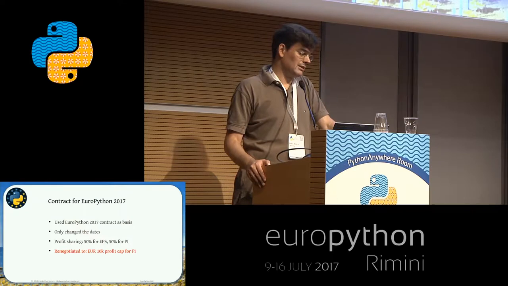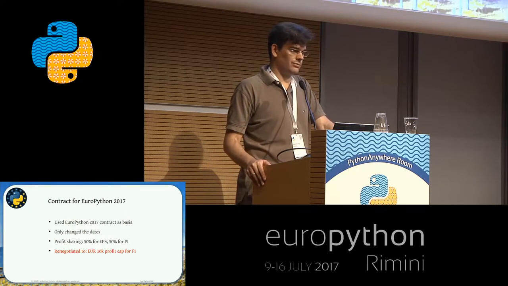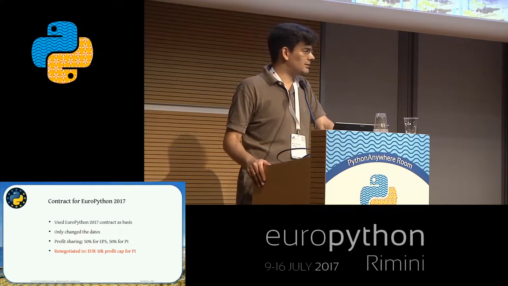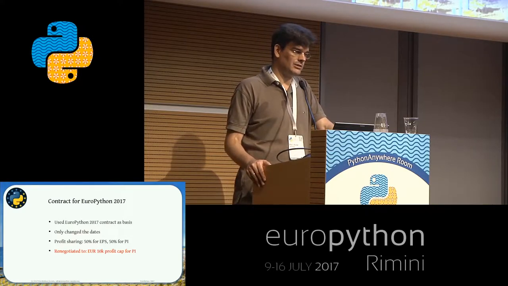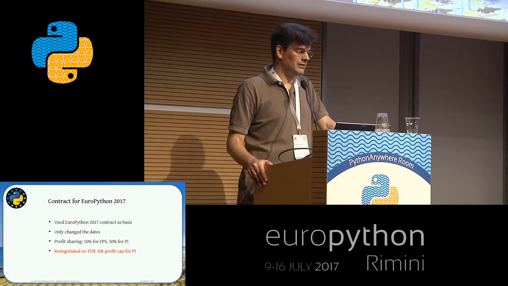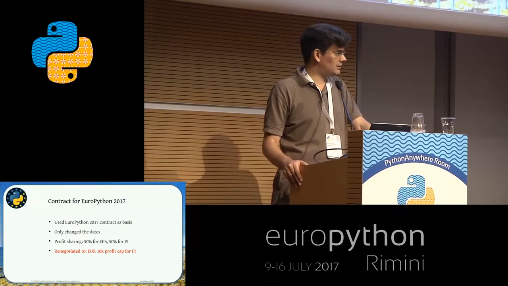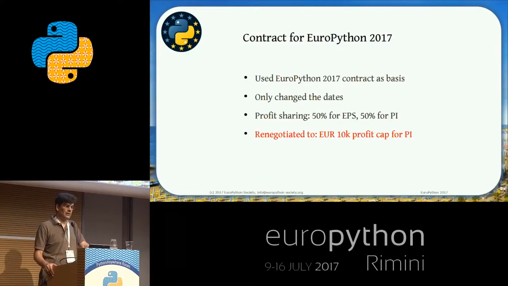Of course, this whole thing reminded us that we need to rethink the whole way of how we do conferences, because what happened this year should never happen again. If it ever happens again and we don't have volunteers who are willing to put in 300 to 400 hours into the organization, then EuroPython won't happen. Simple as that.